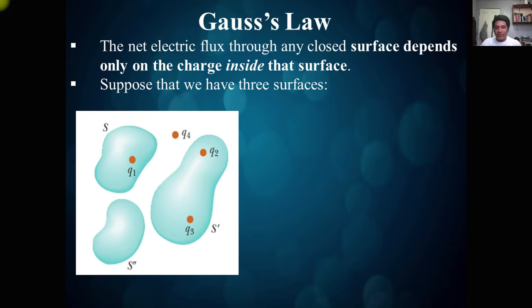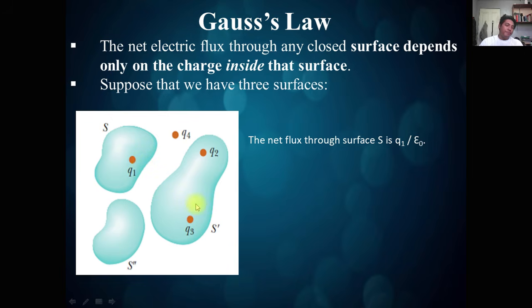Suppose that we have three surfaces. So we have S surface here, we have S prime surface here, and we have S double prime surface here. Quick question: what is the electric flux at surface S? That is actually Q sub 1 over epsilon sub 0. Why? Because this surface surrounds Q sub 1, and inside the surface we have Q sub 1. So our electric flux is Q sub 1 over epsilon sub 0.